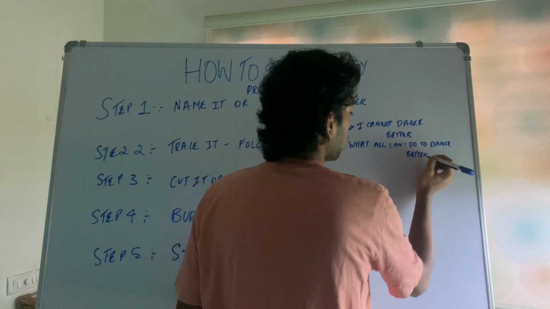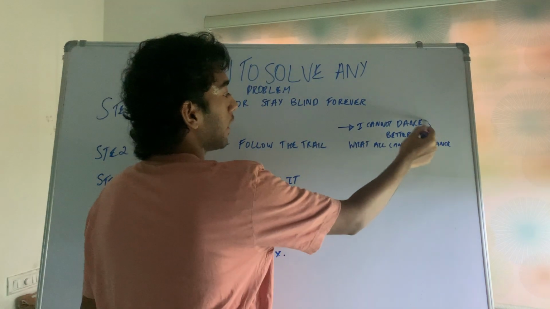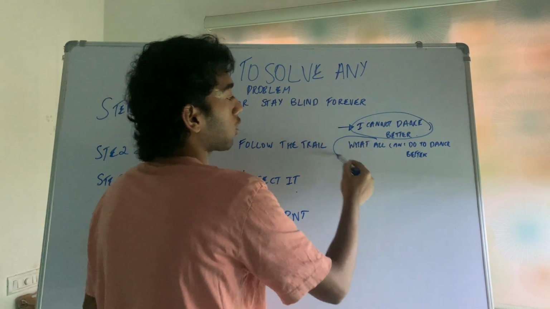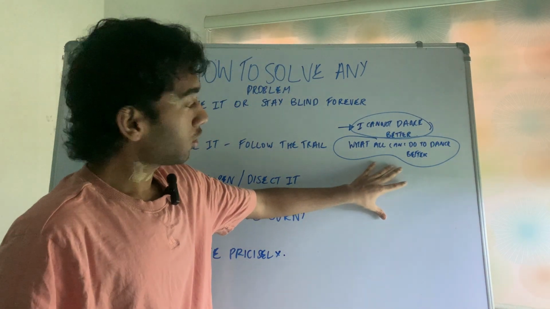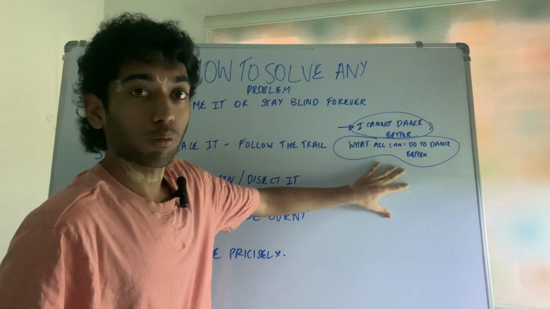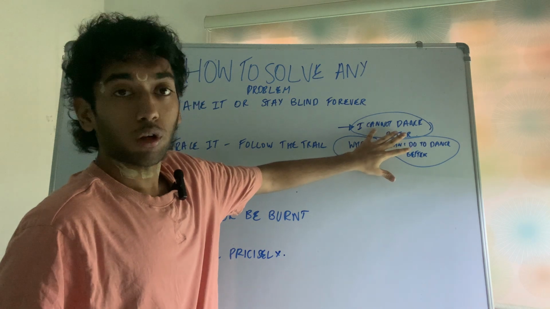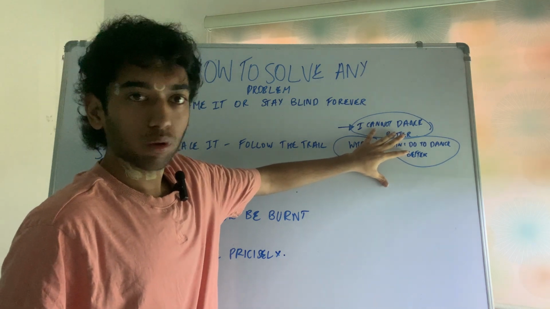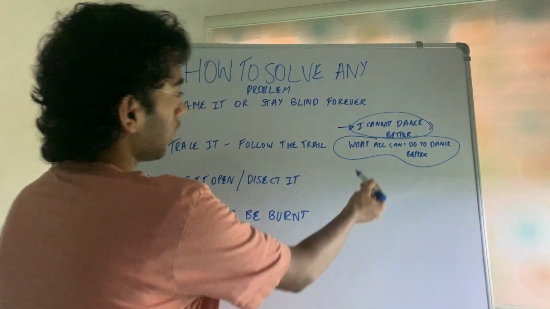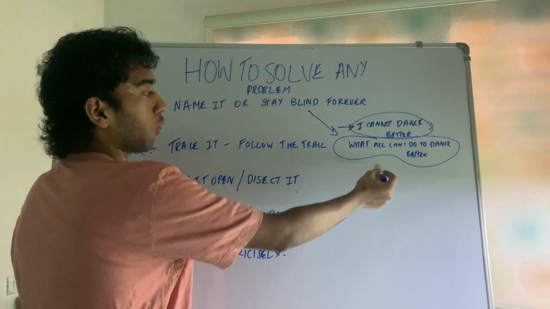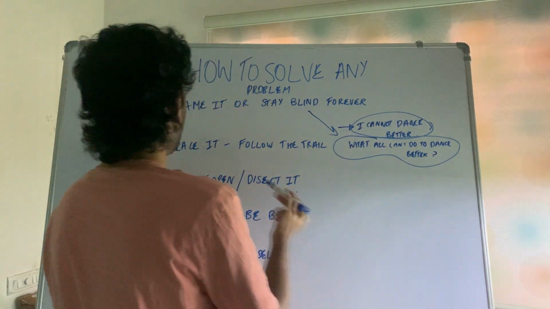So you see the significant difference between I cannot dance better and what all can I do to dance better. This is more optimistic. This wants to make you feel better. This wants to give you more opportunities. But you talk about this assumption and then you never look at the problem again, which keeps bothering you until the end. So once you define the problem in a correct way, you need to trace the problem.